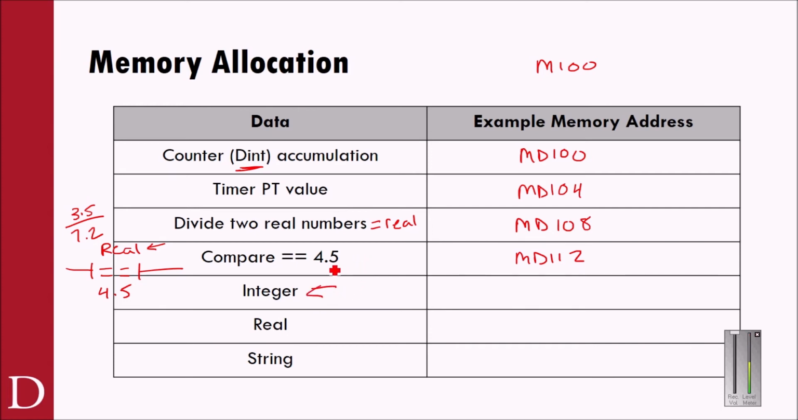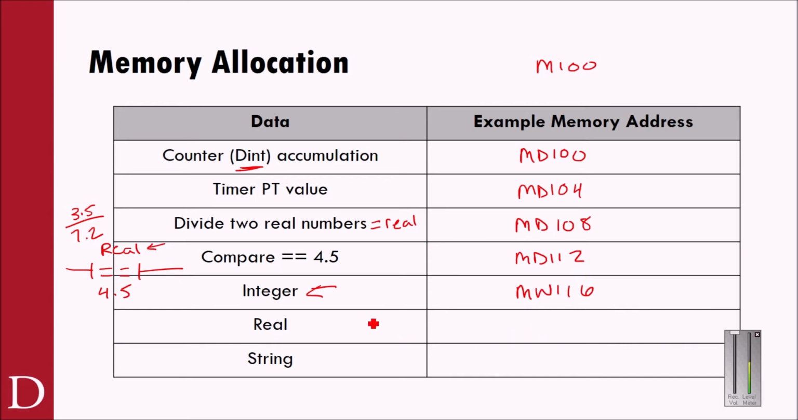It could be a double integer, but we're telling you it's an integer. So normally this would be an MW, and I'm going to make it a 116, regardless of it being an integer, because this double took up 112, 113, 114, 115. The next available address is 116.